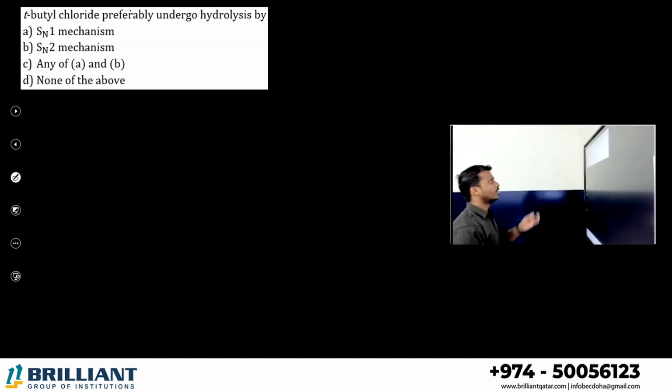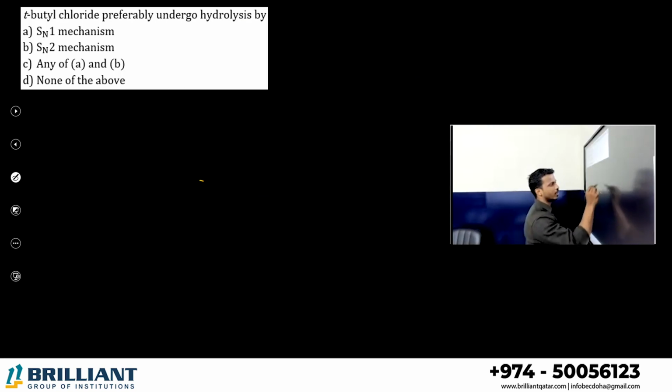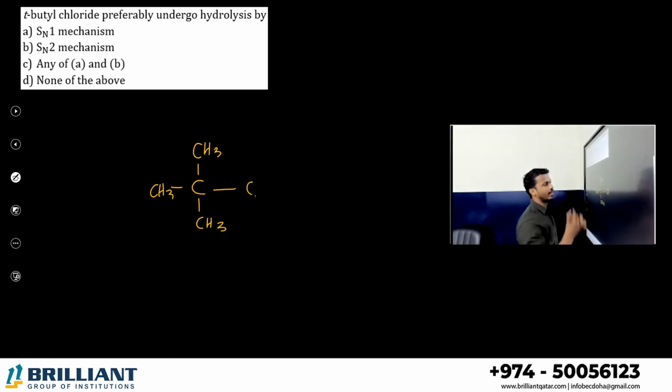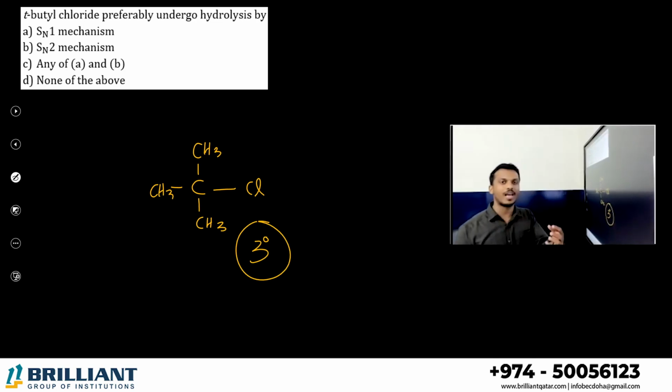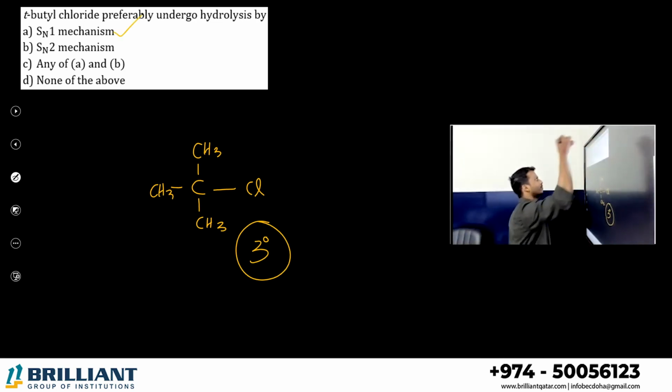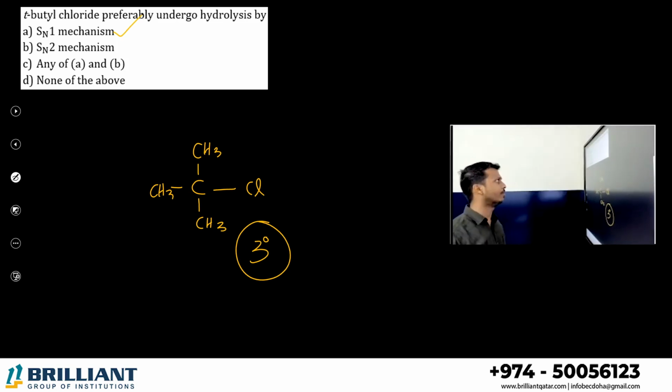Next one, tertiary butyl chloride preferably undergoes hydrolysis by which mechanism? What is tertiary butyl? One carbon connected to three methyl groups. Tertiary butyl chloride is a tertiary haloalkane. Tertiary haloalkane prefers to undergo the SN1 mechanism. SN1 mechanism is clearly mentioned. Next one.